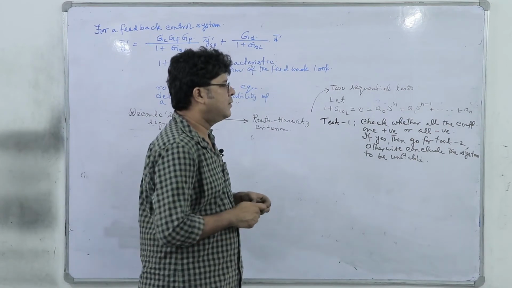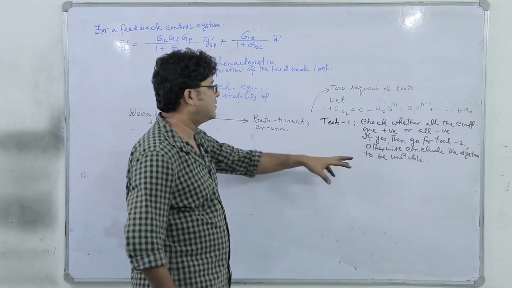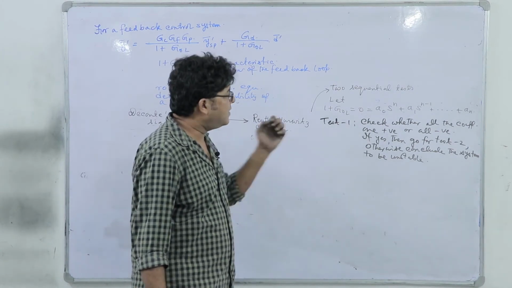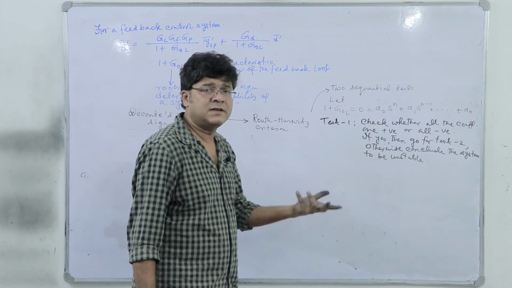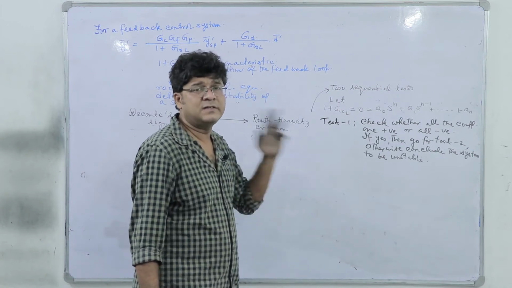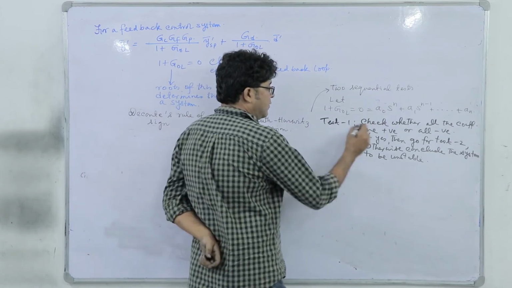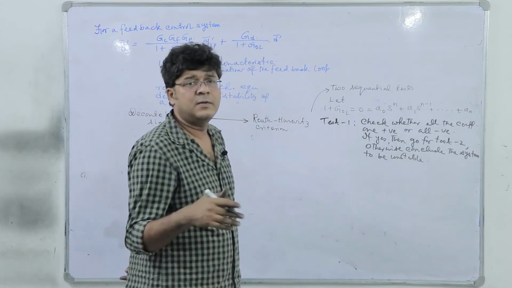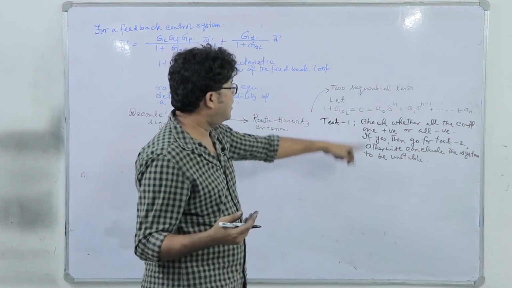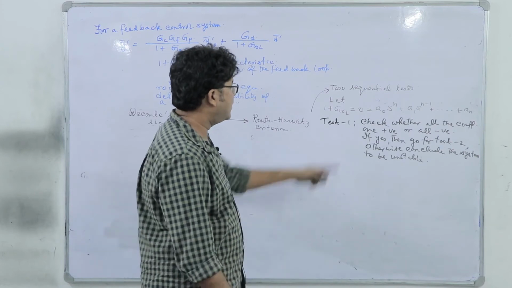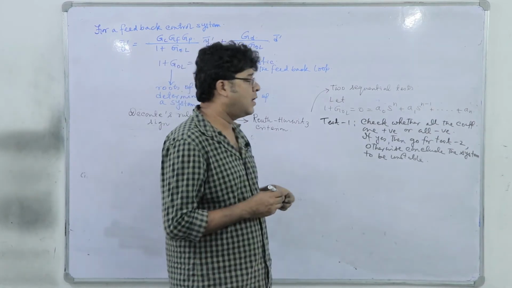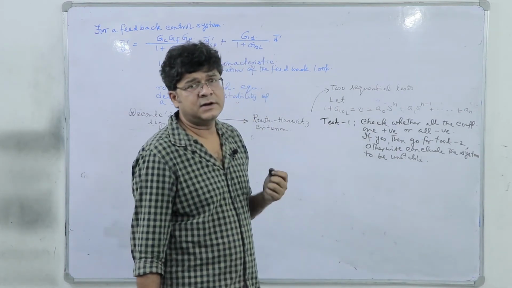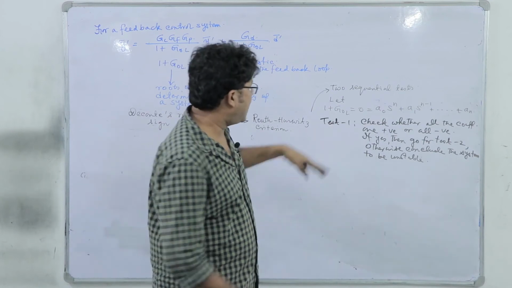We can directly conclude the system is unstable because if any one of the roots is negative, at least there will be one pole with positive real part, and that will lead to instability. Now, even if all the coefficients are positive, we can still find roots with negative real part. To confirm that, we have to go for test 2.